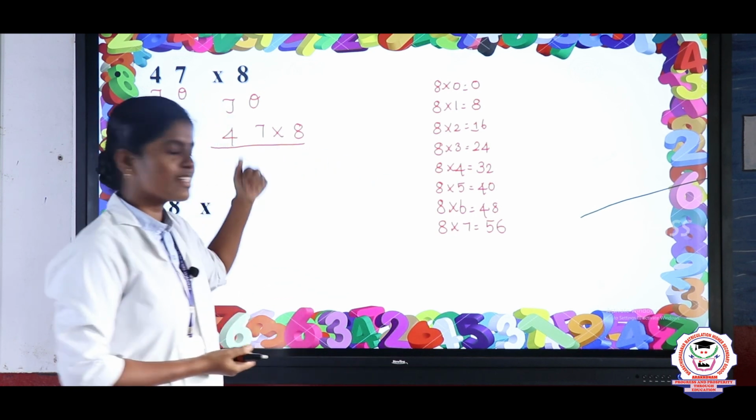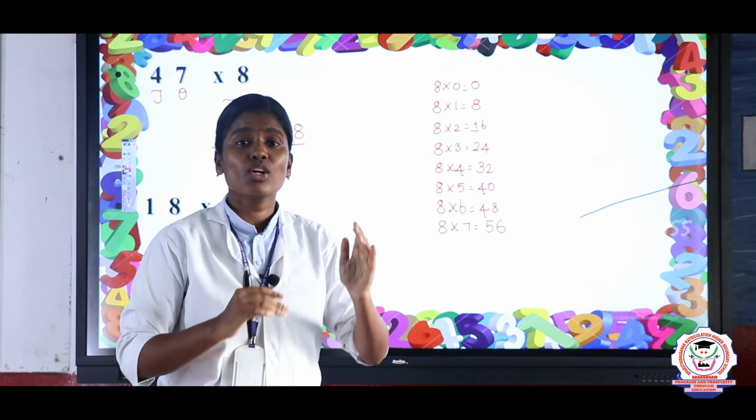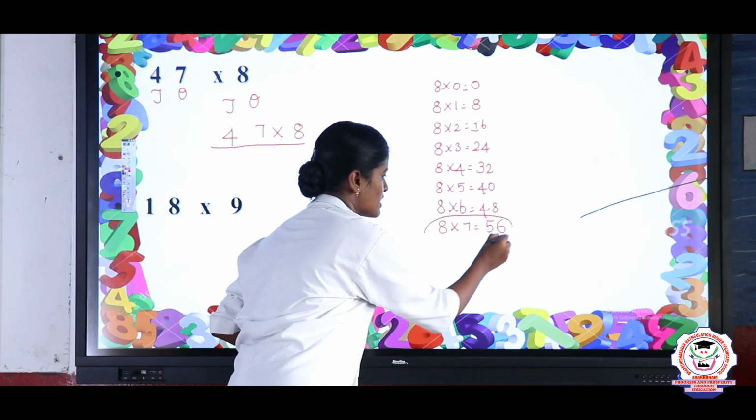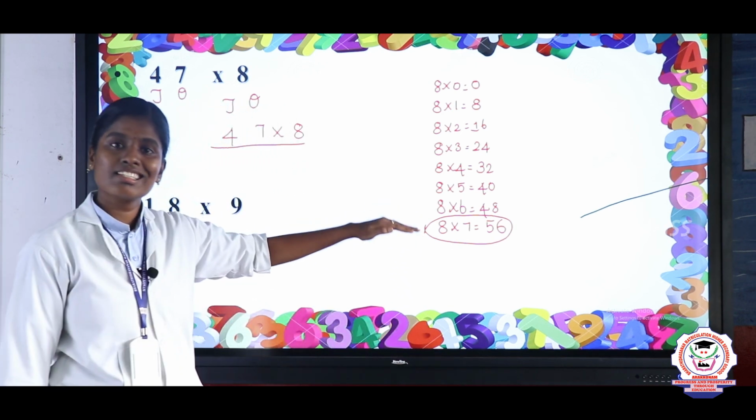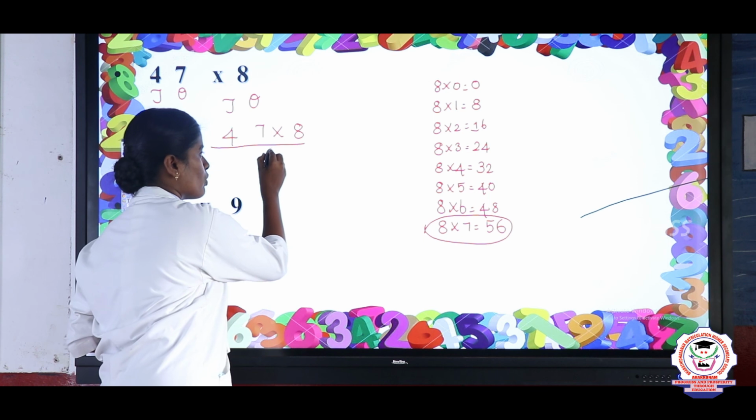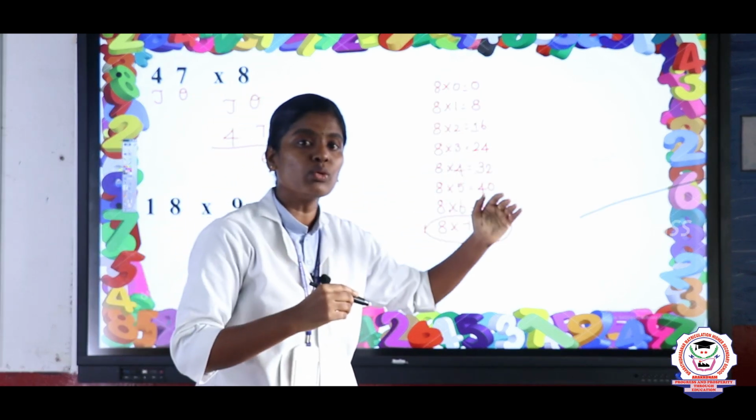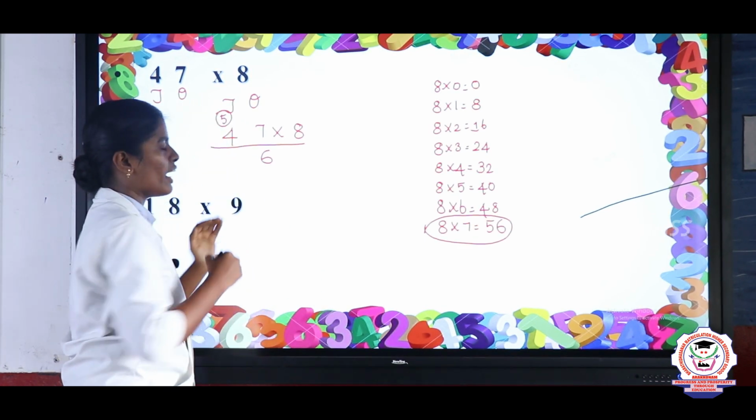So take 8 sevens are, that is 8 times 7 or 7 times 8. What is the answer? 8 sevens are 56. So write 6 in the answer's ones place. And then take 5. It should be written as a carry over to the tens place. So write 5 here. Next we will take 8 fours are.